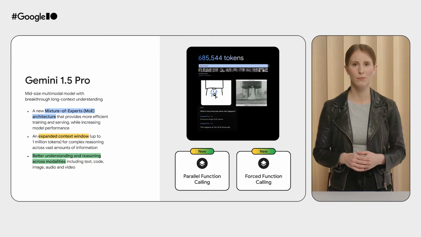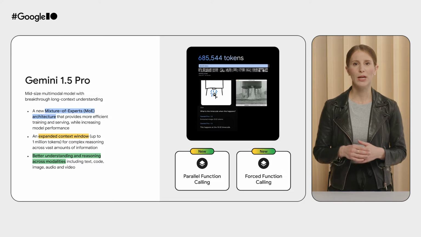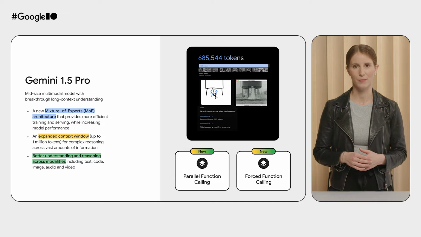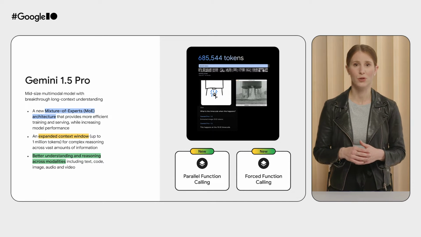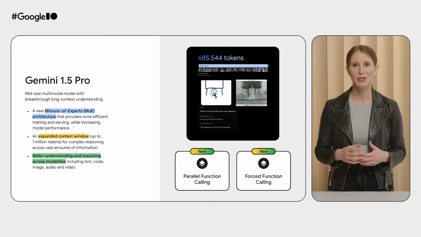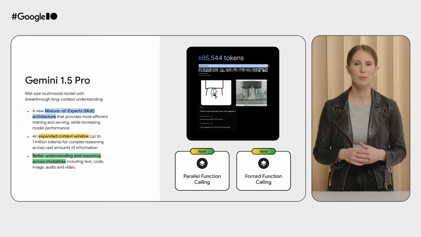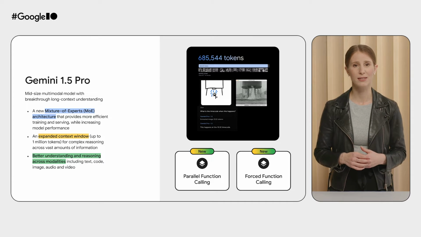Gemini 1.5 Pro is a mid-sized multimodal model with breakthrough long context understanding. It features a new architecture that provides more efficient training and serving, an expanded context window of up to 1 million tokens for complex reasoning across vast amounts of information. The Gemini model also has better understanding across many modalities, including text, code, image, audio, and video.